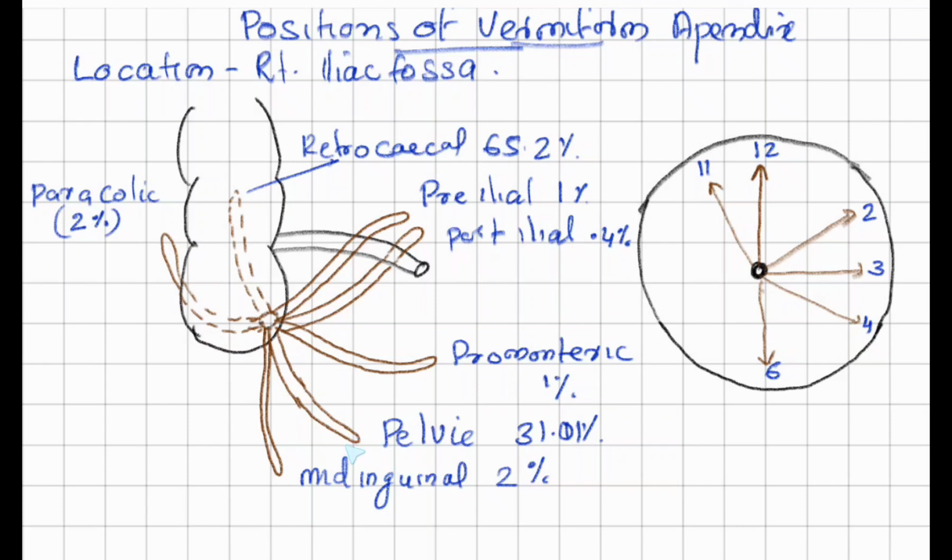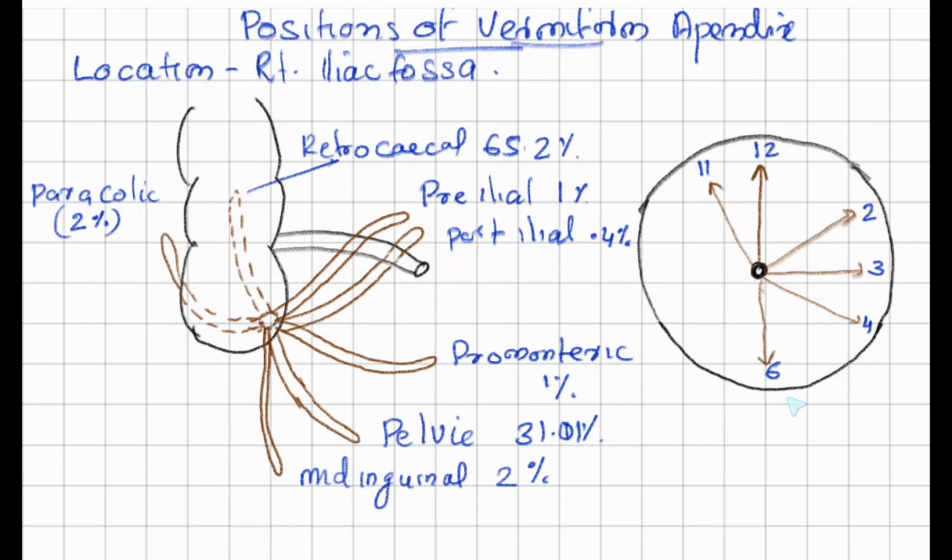Next one is pelvic, or the 4 o'clock position. Here the vermiform appendix descends downwards and medially, crosses the pelvic brim and enters the true pelvis. In females, it may be related to the right uterine tube. It is the second commonest position of the vermiform appendix, normally present in 31.01% of subjects.